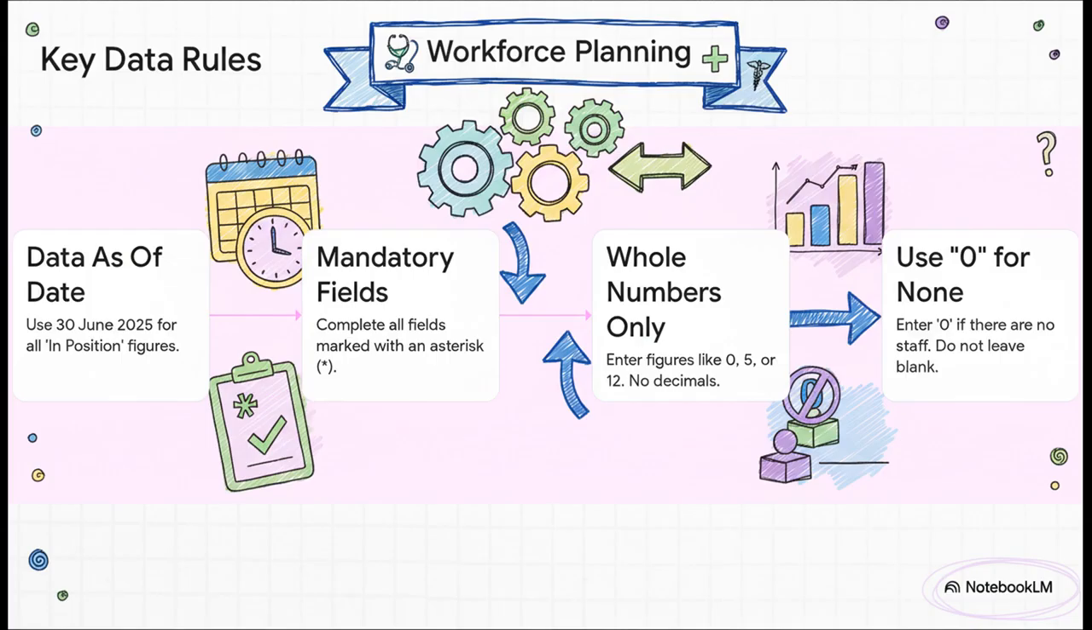Second, see that little asterisk? That means the field is mandatory. You can't skip it. Third, whole numbers only. No decimals, no fractions, just simple numbers. And finally, and this one's a biggie, if a position is empty, you have to enter a 0. Don't just leave it blank. A blank space is ambiguous, but a 0 tells us for a fact that the number is 0.